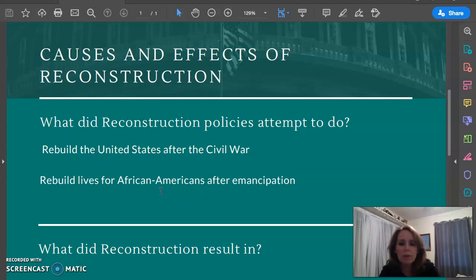What do we want to learn about this Reconstruction era? Well, first of all, we want to learn about the causes and effects of Reconstruction. Everything's going to be based around that. And we're going to ask a couple of questions to guide our learning.